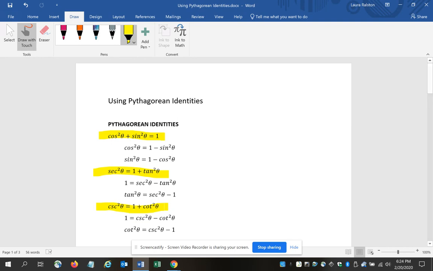Really, you only need one formula. You can get the others from the original, and the others are just algebraic manipulations of those three main formulas. I want to see if I can explain to you where they come from. You may not care, but it has that word Pythagorean in there.